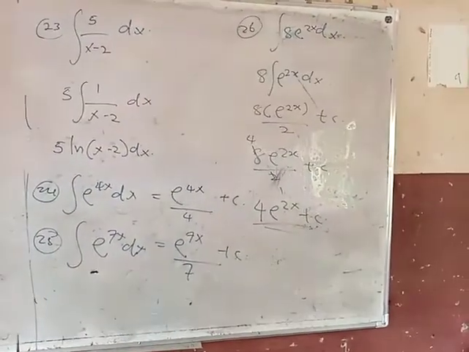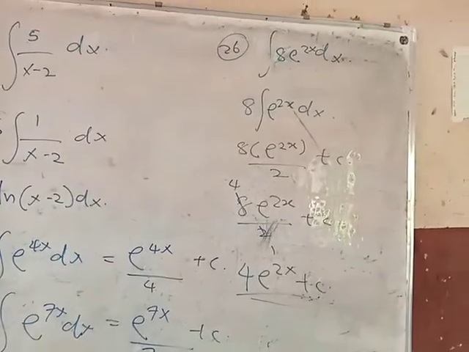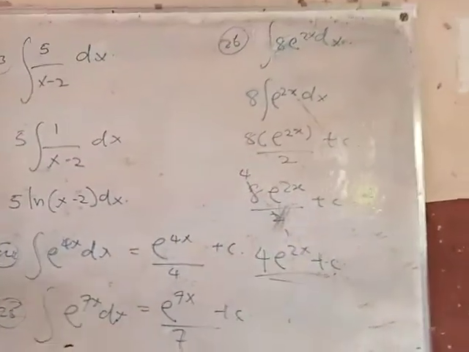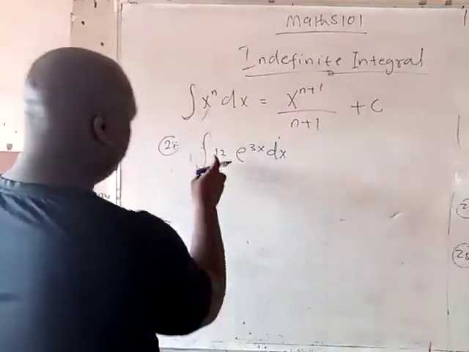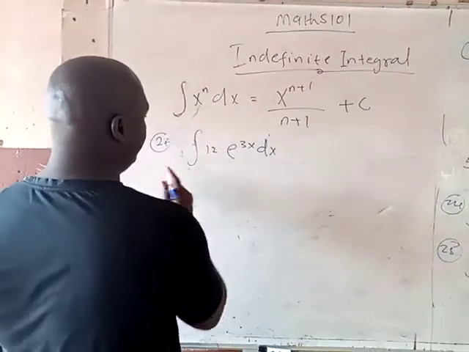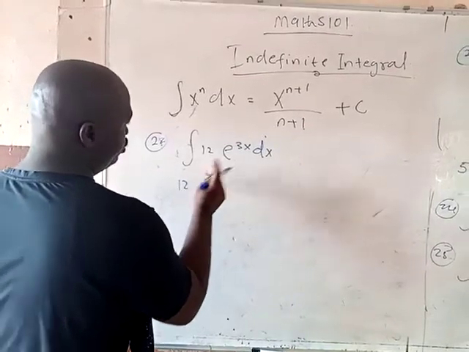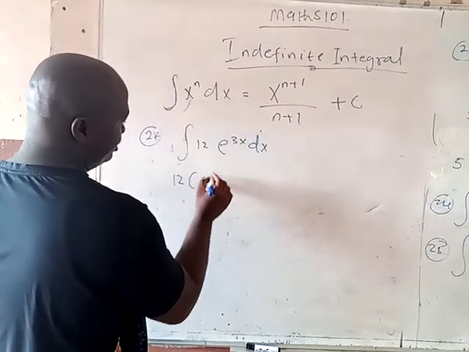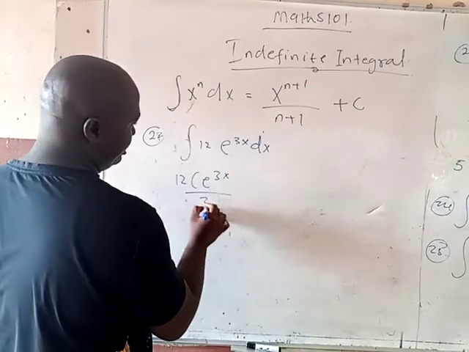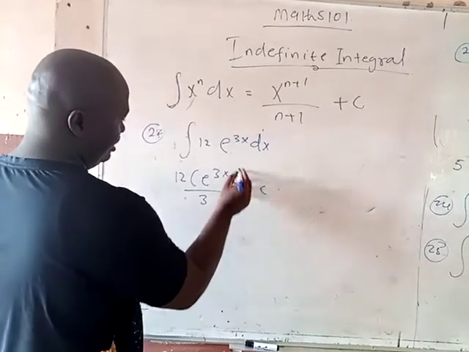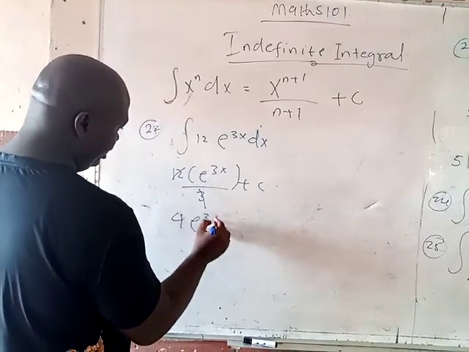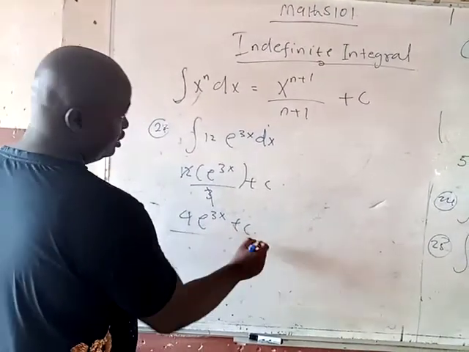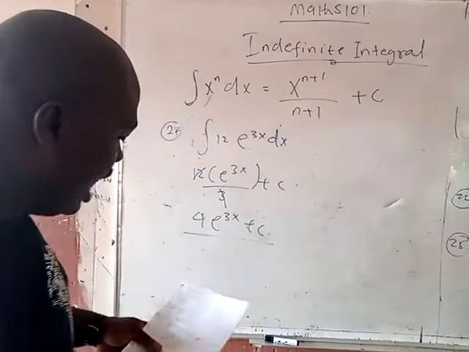Are you with me? Good. Example number 27, what if number 28? So you have this. What's the answer? You bring out this. So you integrate this. So you have e to the 3x divided by 3 plus c. Right? This will go into this. So you have 4e to the 3x plus c. Good.